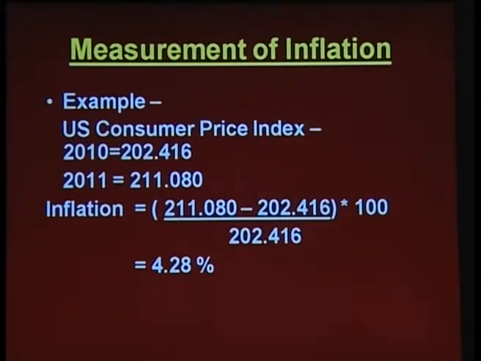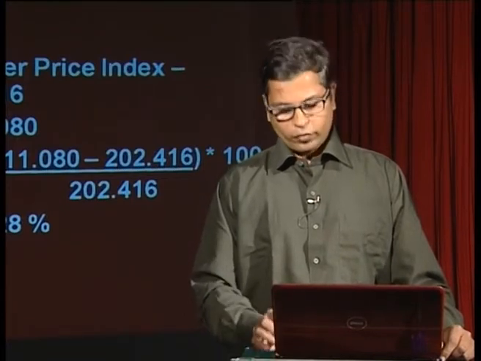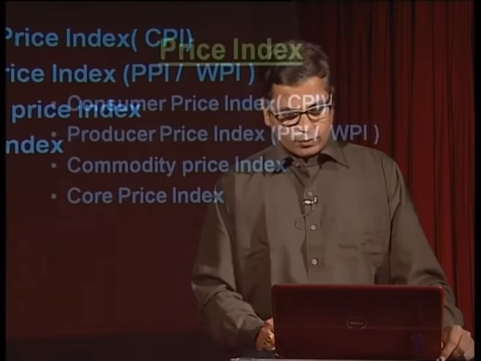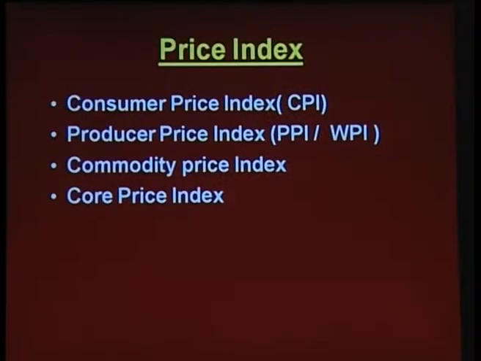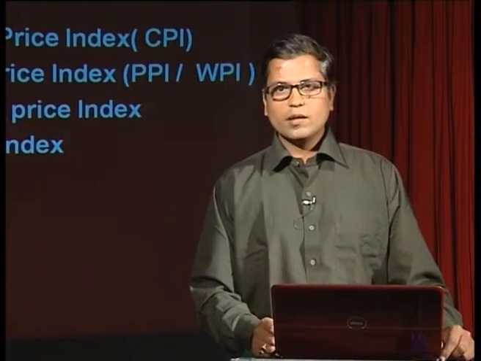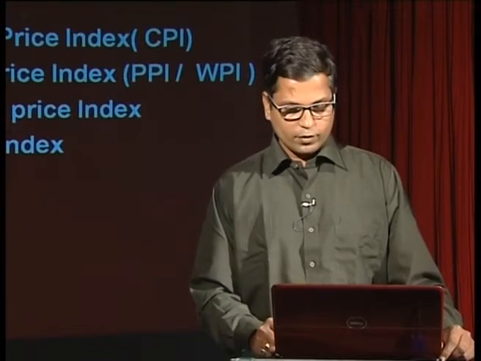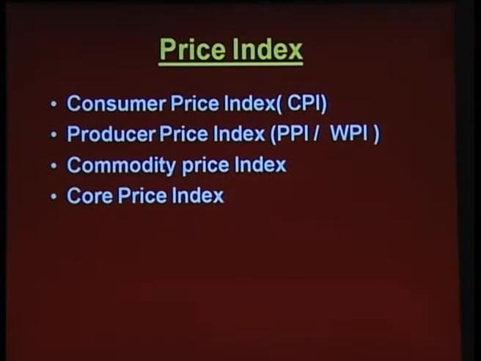The most important part is the price index selected by the computer of inflation. We can select different price indexes to compute inflation in the respective country, and the change of the price index or the change of the weightage of the commodities in this respective price index will determine the rate of inflation. The popular price indexes are consumer price index, popularly known as CPI, producer price index, commodity price index, and core price index.